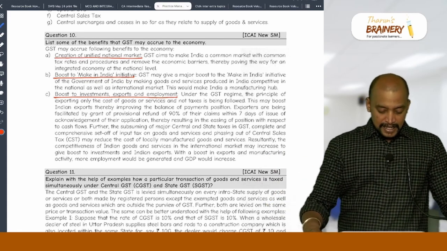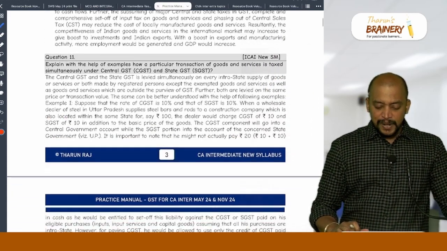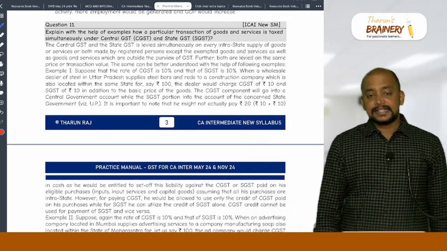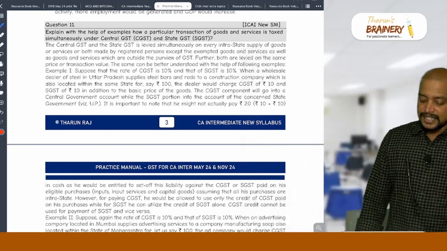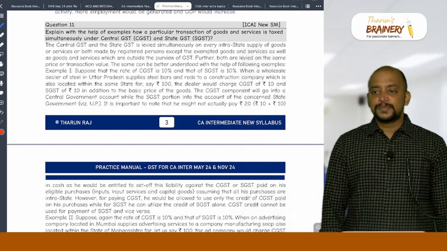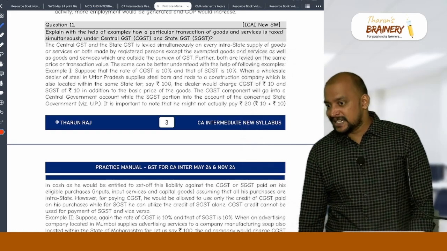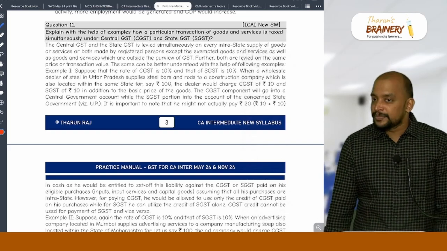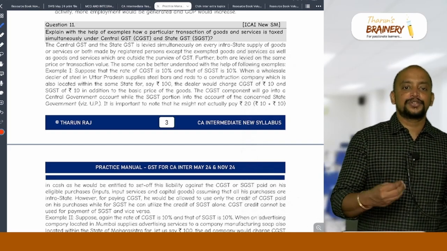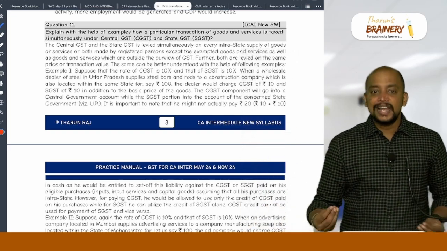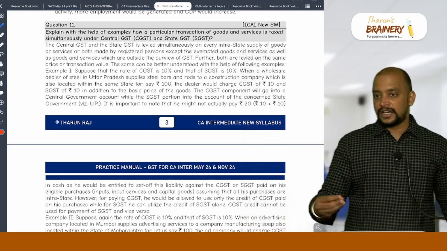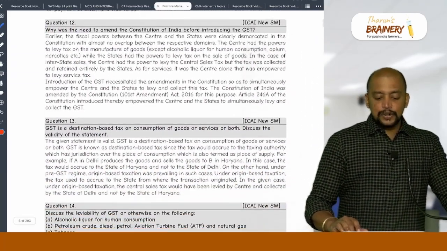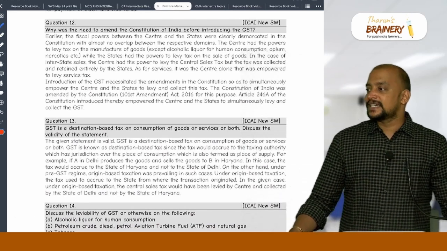Okay, that is this. Next: explain with the help of examples how a particular transaction of goods and services is taxed simultaneously under central tax and state tax. Generally you can write: on the common tax base, both the central government and the state government levy GST. For example, if the value of a product is 1000 rupees and the rate of GST is 18%, CGST will be 9%. So 1000 into 9% will be how much? 90. And SGST will be 90. Like that you can write the example, but this will not be tested. The CGST will go to the central government and the SGST will go to the state government.